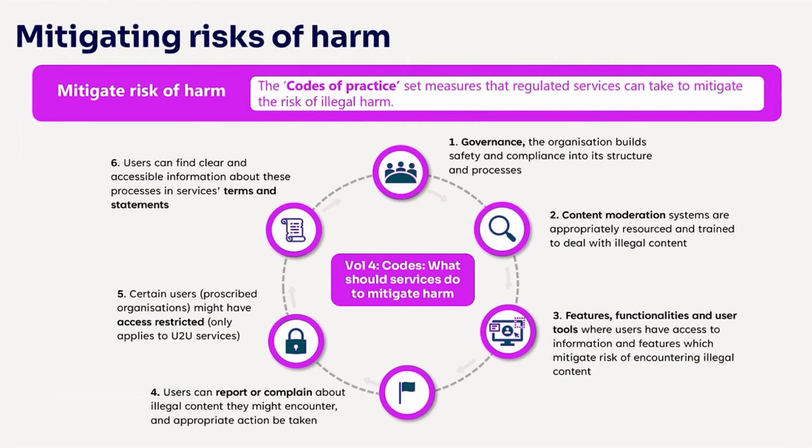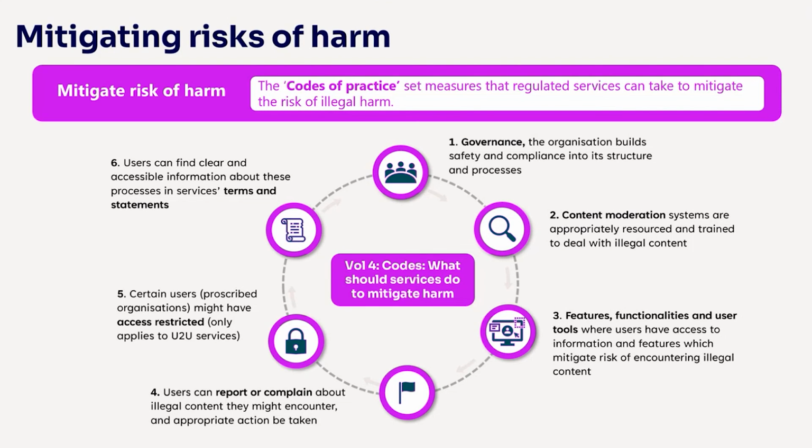Our volume 4 really sets out codes of practice. So this is a particularly meaty part of the consultation. And as mentioned, it summarizes the actions services can take to mitigate the risks of illegal harm. We have, I think, 62 measures, a portion applicable to user services and a portion applicable to search services, so quite a few measures there.